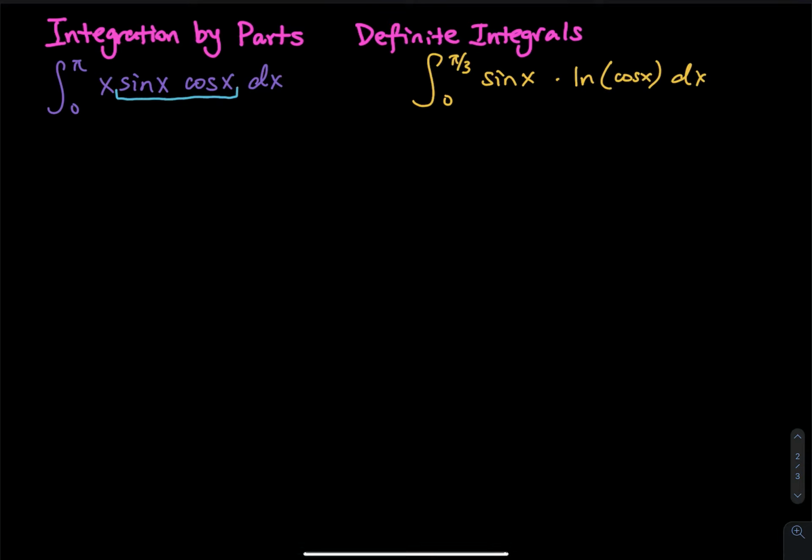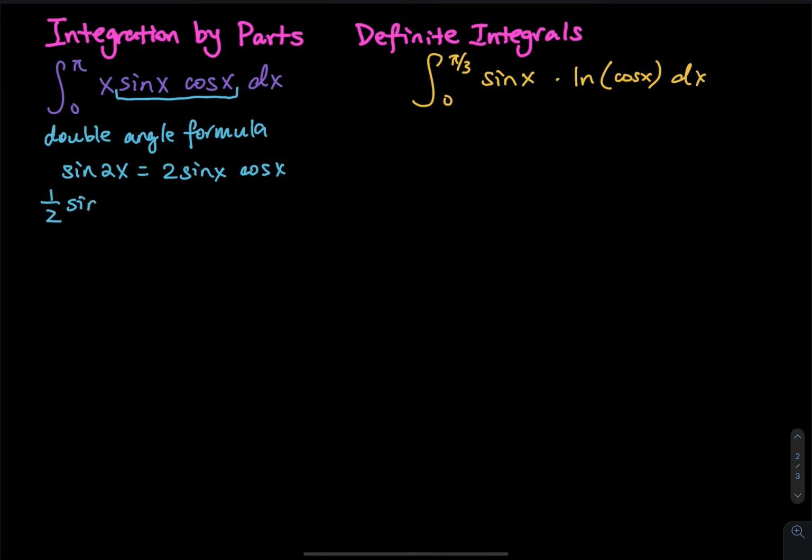For this one I will be using the double angle formula. The double angle formula is sine of 2x equals 2 times sine of x and cosine of x. Then I divide both sides by 2, and I have 1/2 sine of 2x equals sine of x times cosine x. Then I am going to replace the integrand with this.